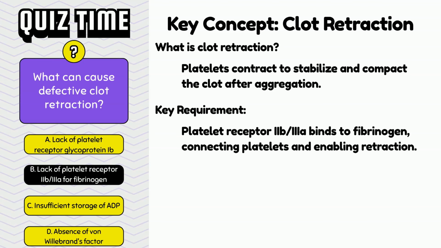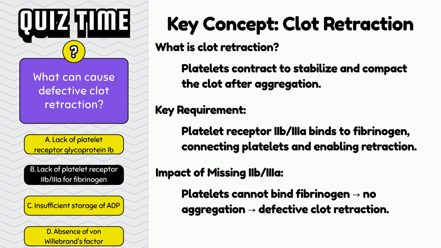For clot retraction to occur properly, platelets need to be able to aggregate, stick together, and then contract using their cytoskeleton, which is facilitated by fibrinogen. The platelet receptor 2B3A is crucial for this process. This receptor binds to fibrinogen, which connects platelets together and enables the platelet-to-platelet aggregation required for clot retraction.